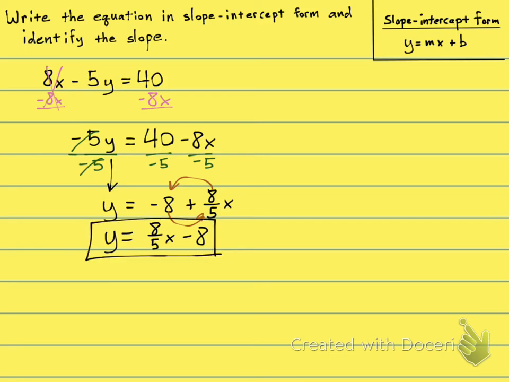Now, what is the slope? The slope is the letter M. You can think of mountains hitting the slopes, and that can be found right in front of the x. Okay, the x is not the slope. The slope is just the coefficient in front of the x. So the slope is 8 over 5. All right, slope-intercept form, and then tell me what the slope is. We did that.